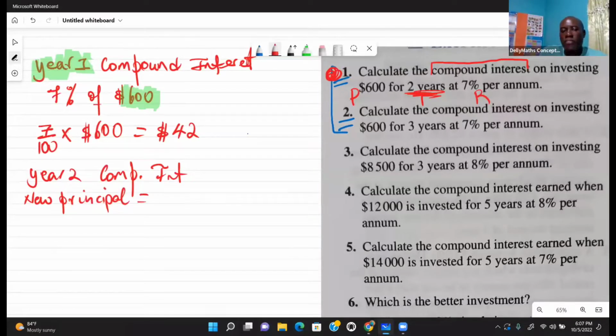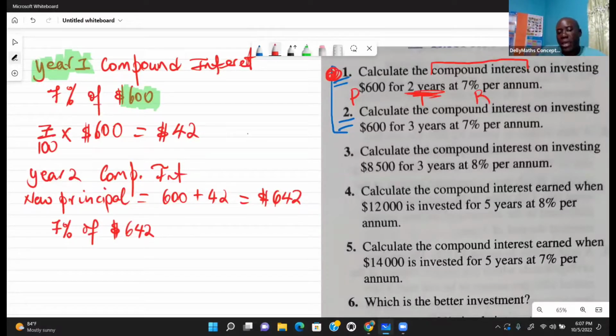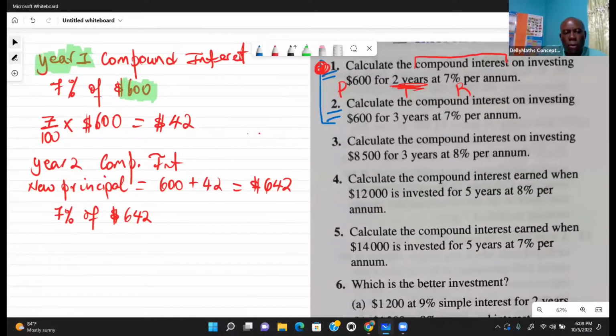So the new balance would have been the old principal plus the interest. So that's it. The old principal plus the interest would have made a new principal of $642. And this is the difference with your compounded interest, is that you are not going to be using the same principal year after year. So we're talking about 7% off, not 600 this time, but $642 because the principal had changed. All right. So that is how compound interest is done. Let's go about finding what that is.